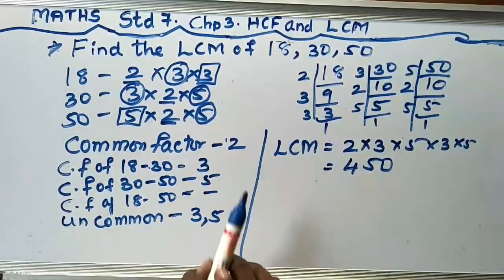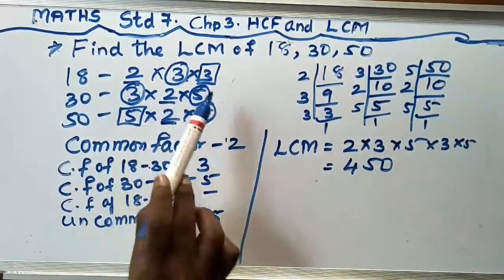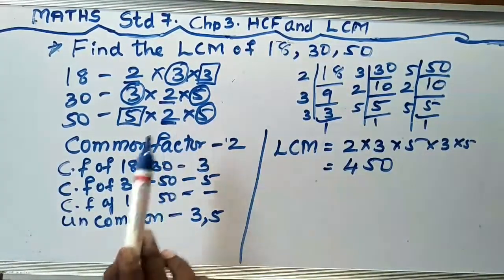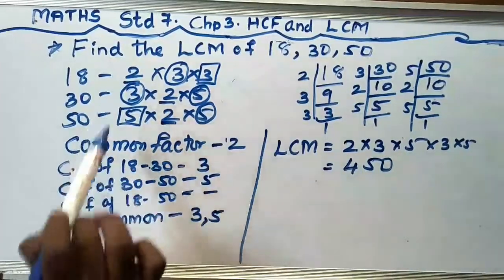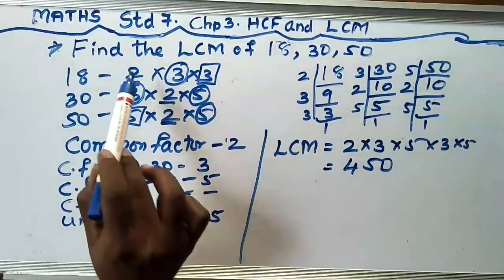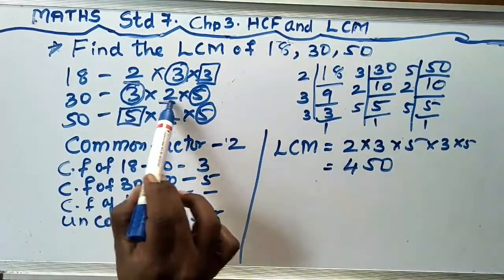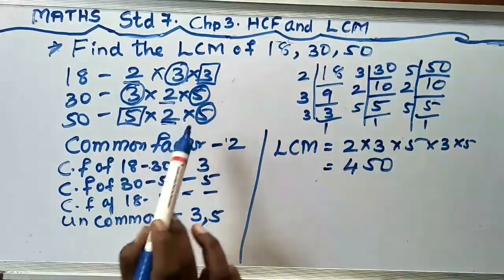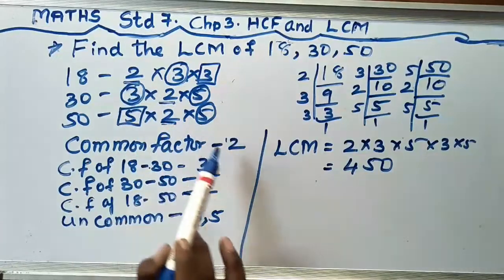Once again I am teaching you, just listen here. First take all the prime factors of 18, 30 and 50. Then take the common factor of all the three. Common factor of all the three, I underlined here 2, 2 and 2. I wrote 2. Now there is no common factor in all the three. Only one number is there, that is 2.